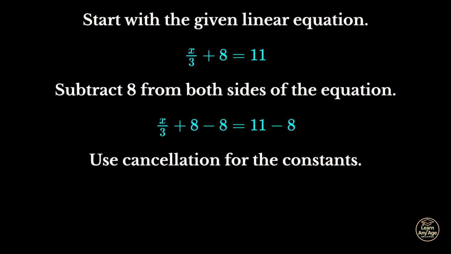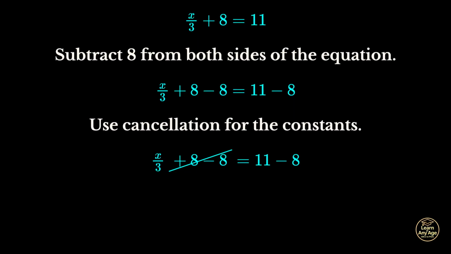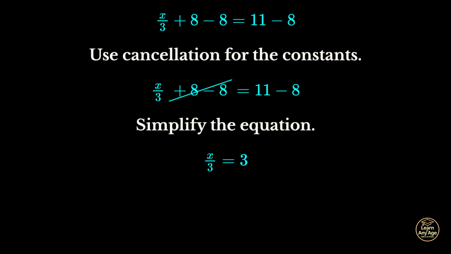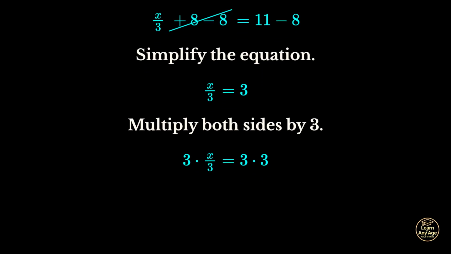Use cancellation for the constants. X over 3 plus 8 minus 8 cancelled out equals 11 minus 8. Simplify the equation. X over 3 equals 3. Multiply both sides by 3. 3 times x over 3 equals 3 times 3.